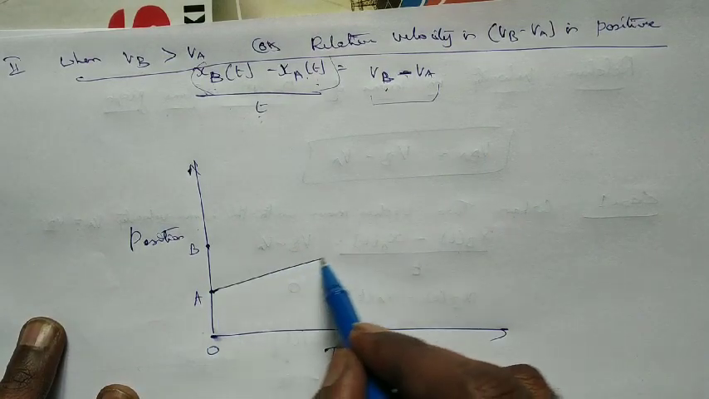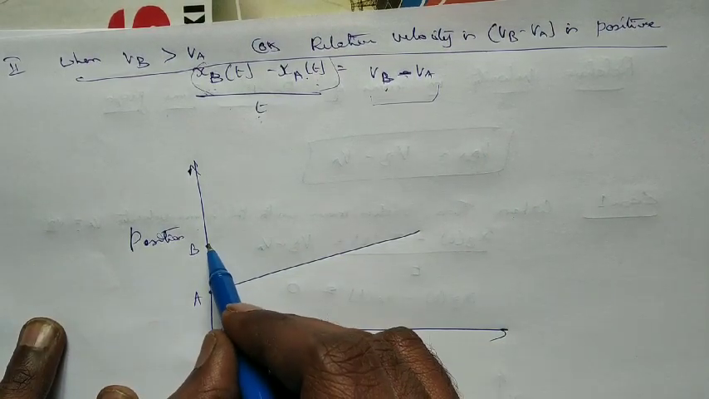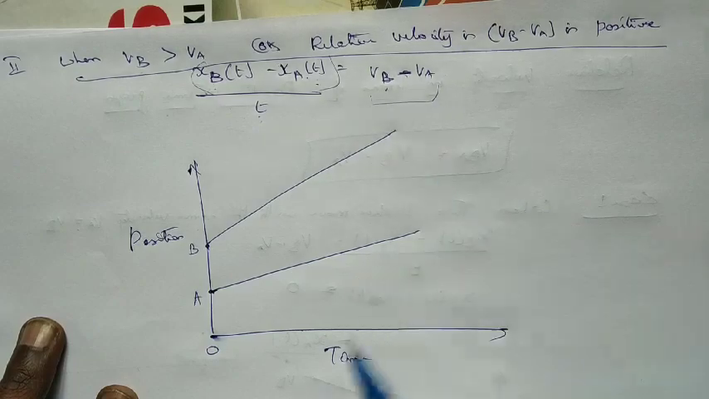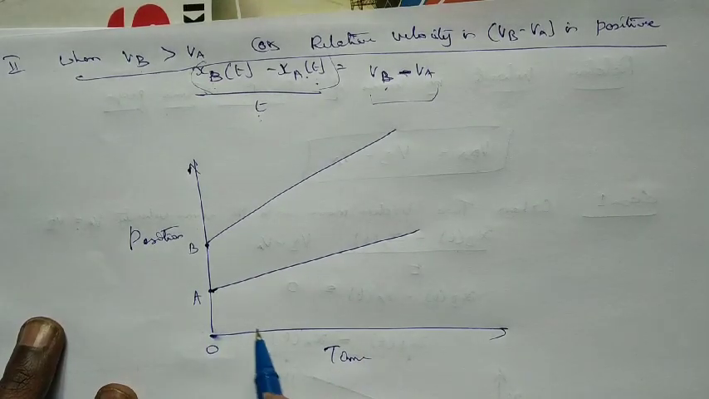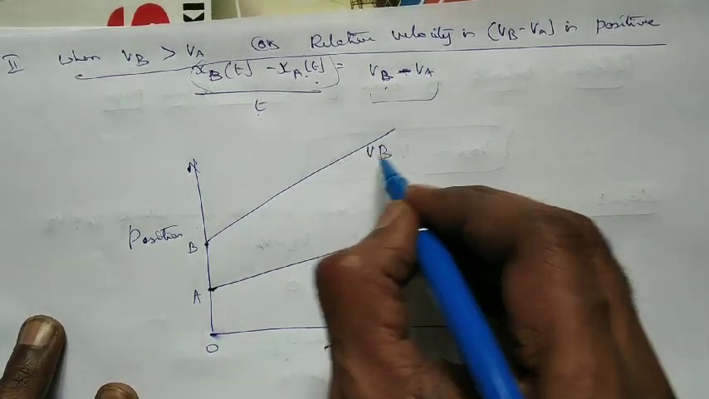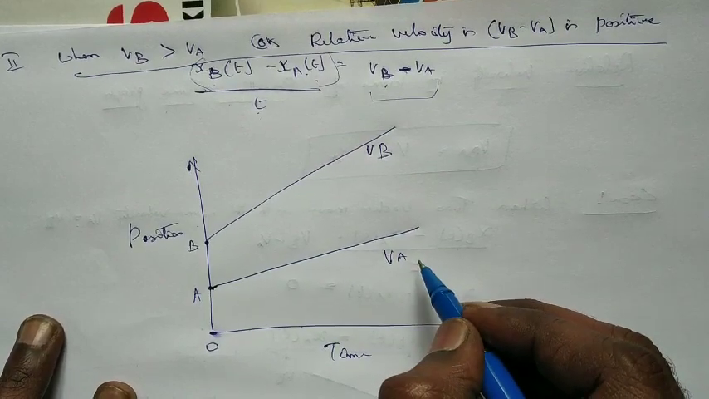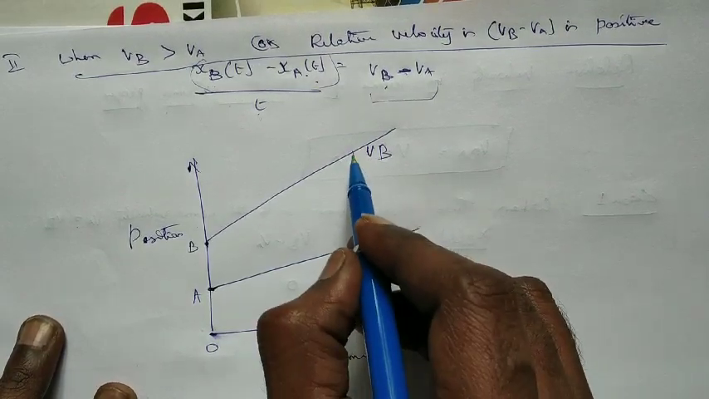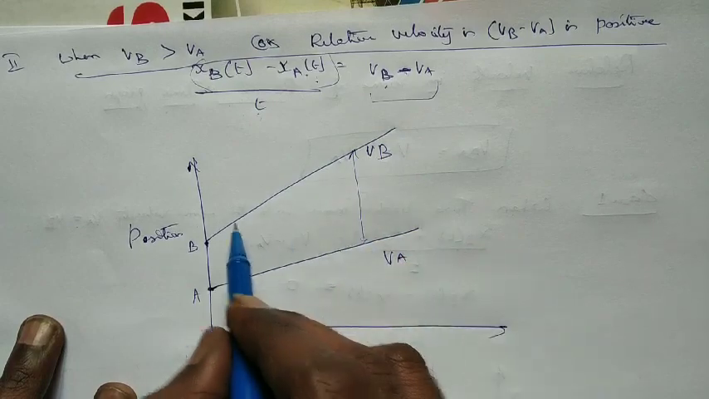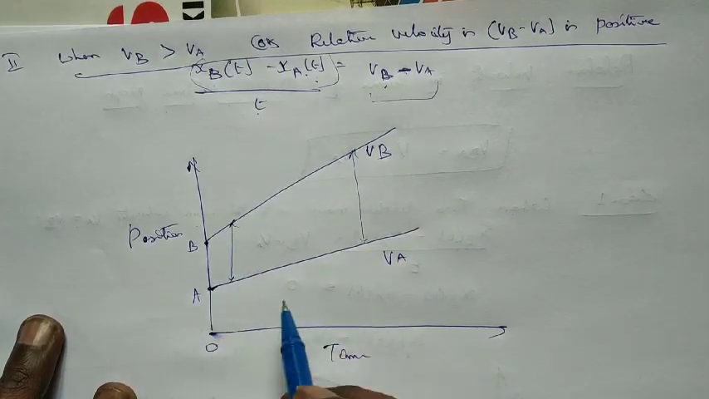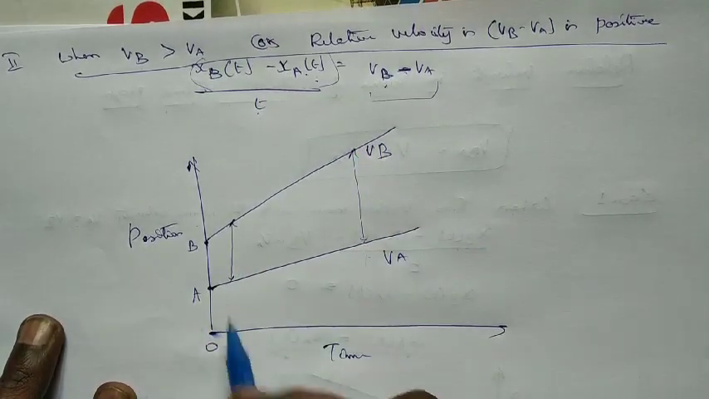It is going at a lower speed like this, and body B is going at a very high speed. When body B is going at a very high speed, this is VB and this is VA. So you will find the gap is constantly increasing here. This gap was only small. This gap is increasing at different timings.